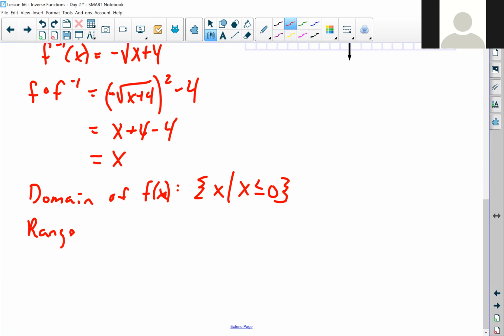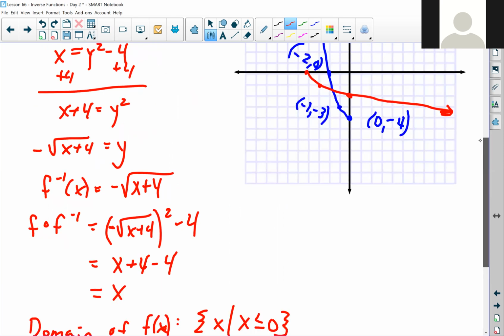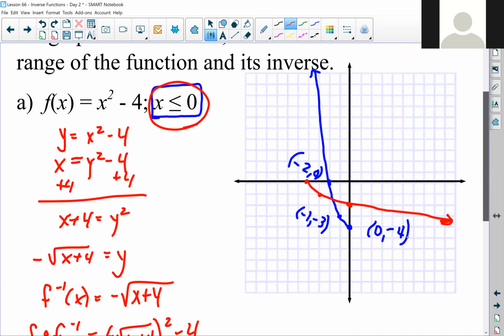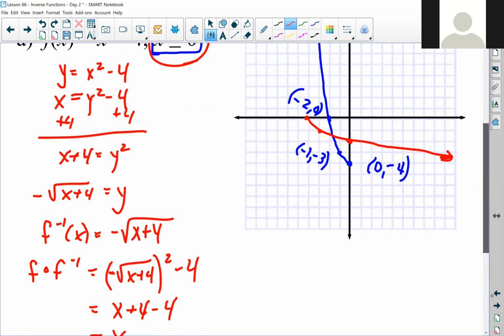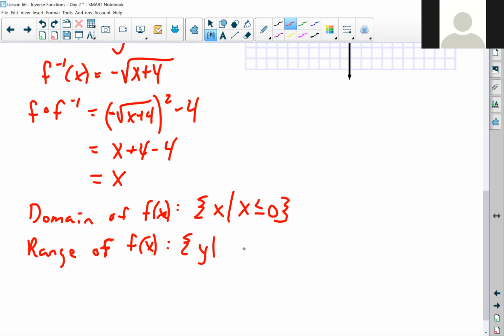Range of f. Range talks about y values. And if I look at my y values, I start at -4 and I go up forever. So y is going to be greater than or equal to -4.